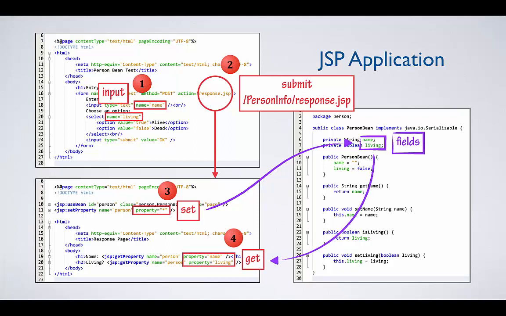And that's how we can store information from a form in a Java object and retrieve it again later. Before we wrap up this series of videos, I have a couple of questions for you.